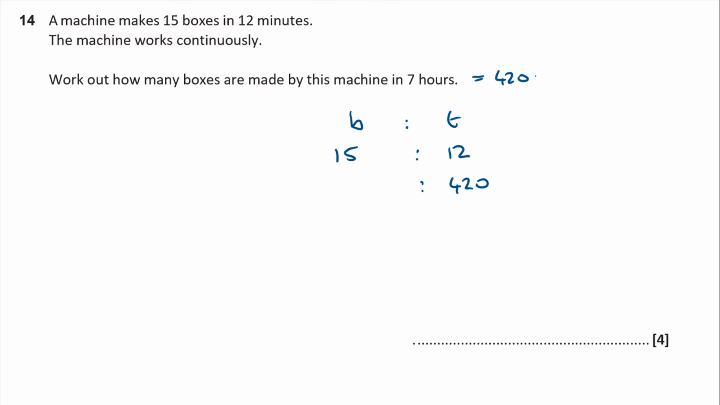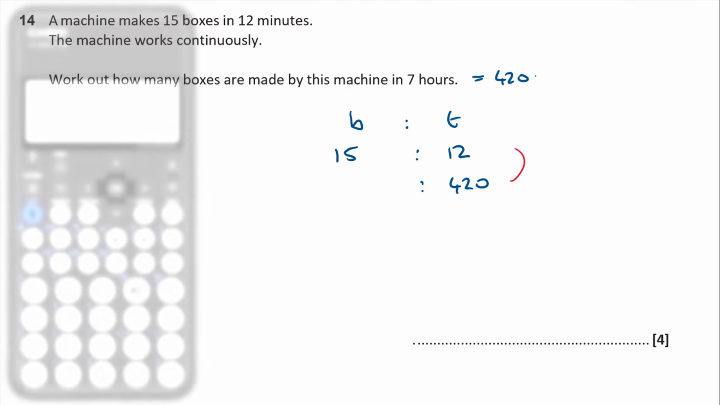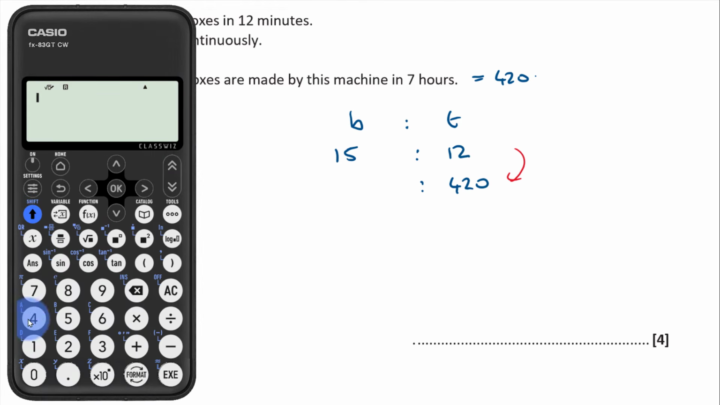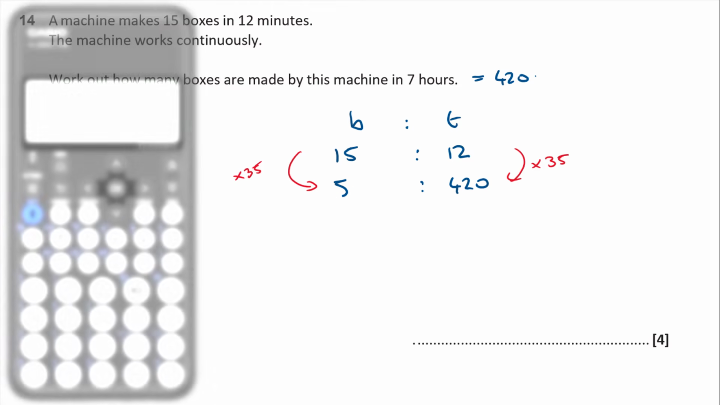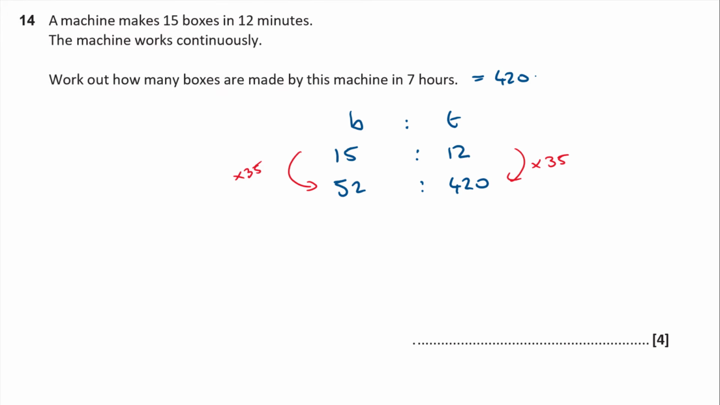Okay. Now in order to do that, I just need to work out how many times bigger 420 is compared to 12. So 420 divided by 12, that comes out to be 35. So I've scaled up this ratio by a factor of 35. So doing it the same on this side, 15 times 35, that's 525. So that tells me then that in the 7 hours it made 525 boxes.